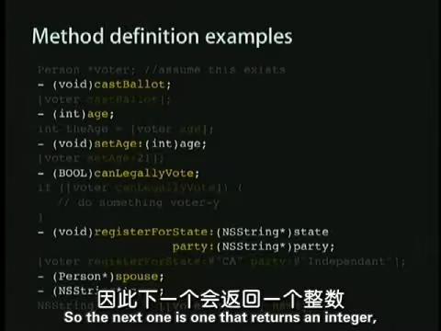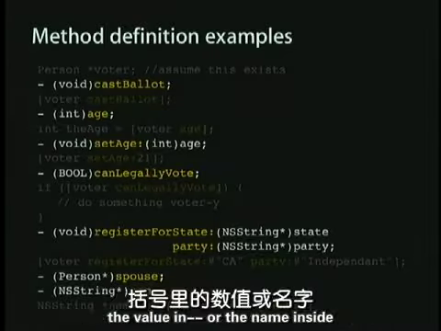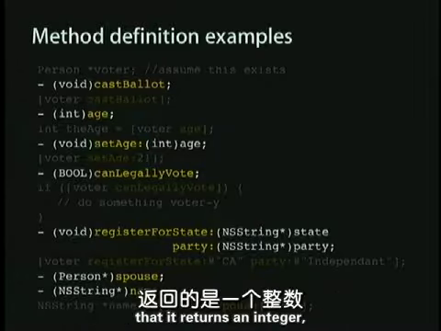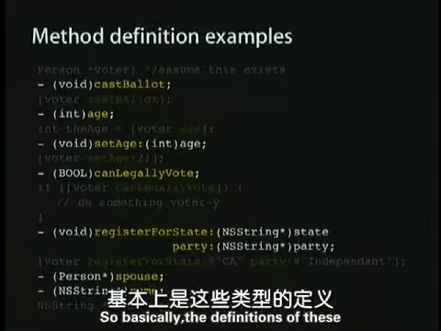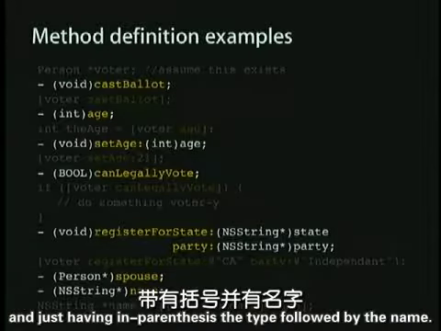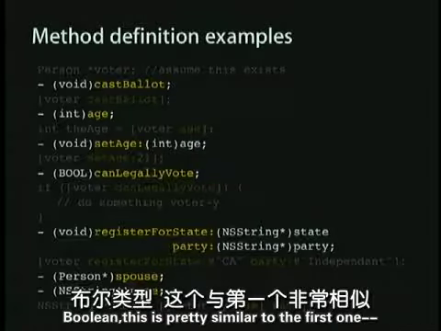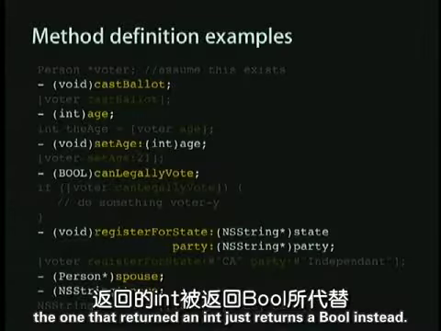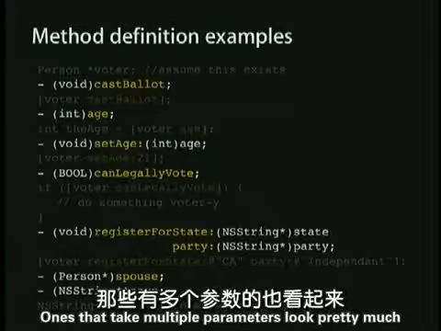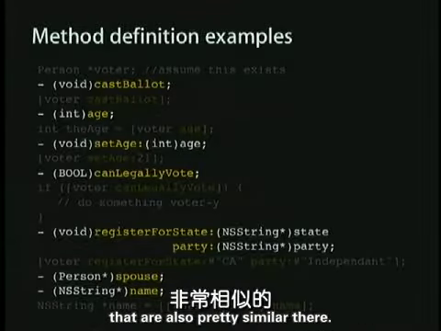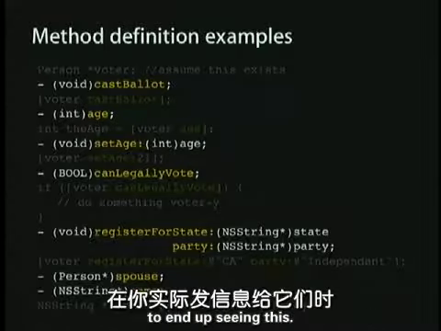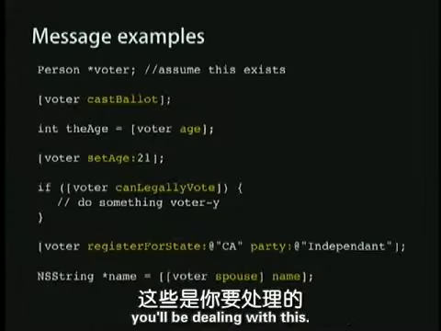So the next one is one that returns an integer. The name inside of the parentheses there is just int, which indicates it returns an integer, and then age is the name of the method. After that, we've got setAge, which takes an integer. So basically, the definitions of these end up just having in parentheses the type followed by the name. Boolean, this is pretty similar to the first one. The one that returned an int just returns a bool instead. Ones that take multiple parameters look pretty much the same. And then at the bottom, we've got two more that are also pretty similar there. So when you're looking at headers, you're going to end up seeing this. When you're actually messaging them, you'll be dealing with this.